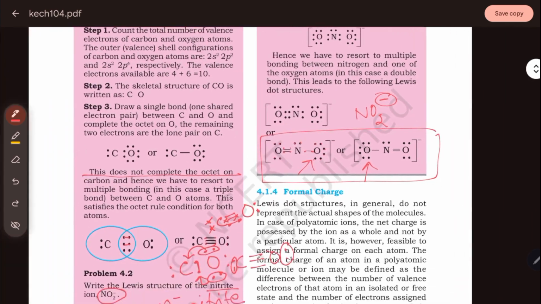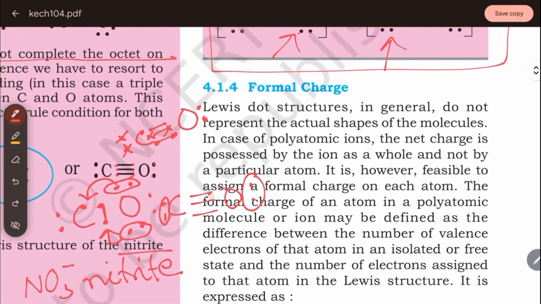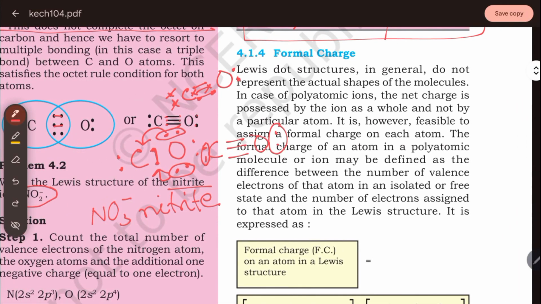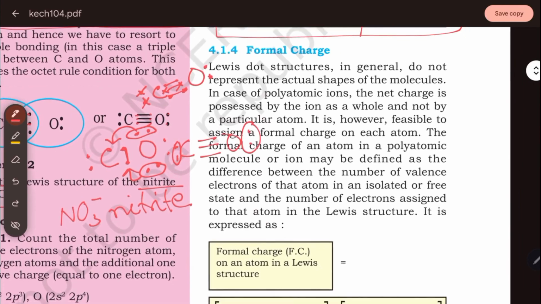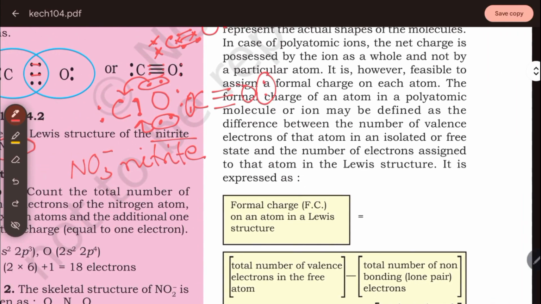Next, moving on to formal charge. Formal charge means what? It is how much charge we are going to assign hypothetically over each atom in the molecule. Now, Lewis dot structures do not actually represent the actual shapes of the molecules. You are predicting. Okay, it's prediction. For polyatomic ions, the net charge is possessed by the ion as a whole and not by the particular atom. So, how much is the charge over the particular atom?